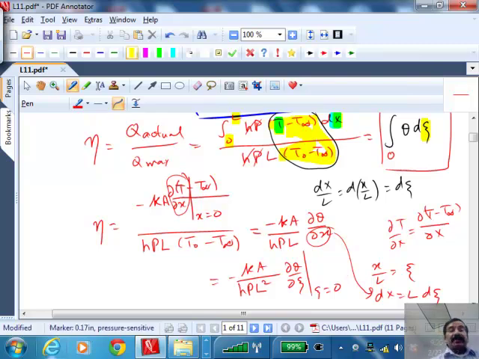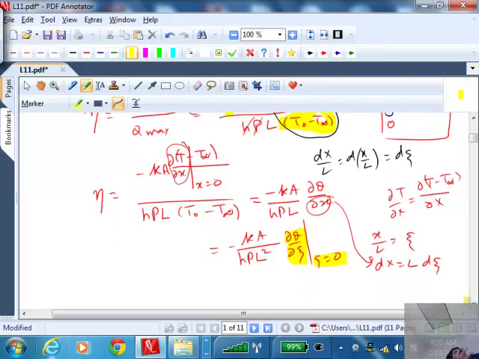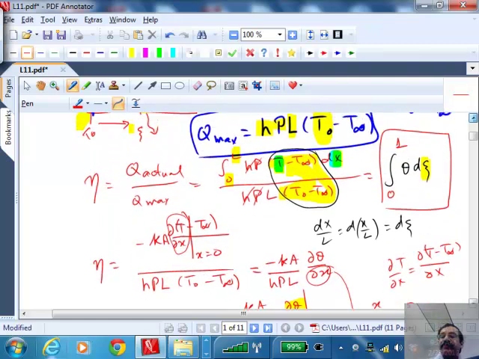So the meaning of this expression is that the efficiency is also given by the derivative of that theta function at the base of the fin, psi equal to 0. Now, what is this term kA over hPL squared? That grouping we have already seen; it has appeared before in the differential equation, that is m. So this is going to be written as equal to d theta/d psi at psi equal to 0, times 1 over m, with a negative sign.